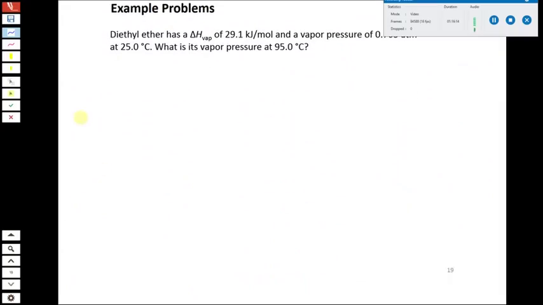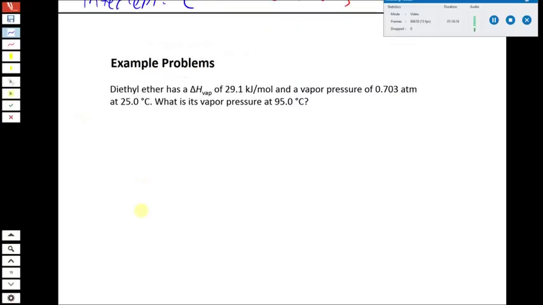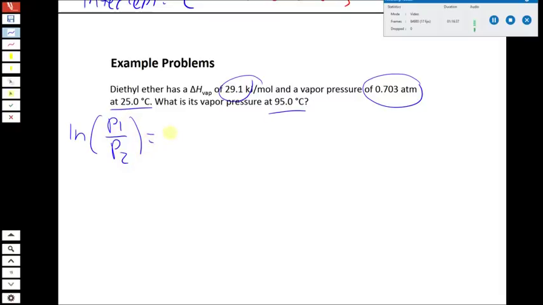Let's just do a quick example with it to close out. So we have diethyl ether, which has a delta H of vaporization of 29.1 kilojoules per mole and a vapor pressure of 0.703 atmospheres at 25 degrees Celsius. What is this vapor pressure at 95 Celsius? So we're going to use the vapor pressure equation. Because we have two pressures and two temperatures, we're going to use this form, which is the more useful form, because we don't have to consider that constant C.